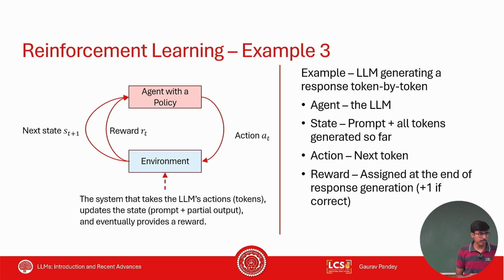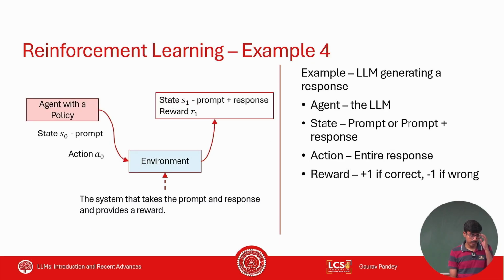And the reward generally you will get once you have generated the entire response, and then based on the correctness of the response, you will get a +1 or a -1. So the fourth example is also of an LLM, but here the action is not a single token. Here your agent is again an LLM, and there are only two possible groups of states.